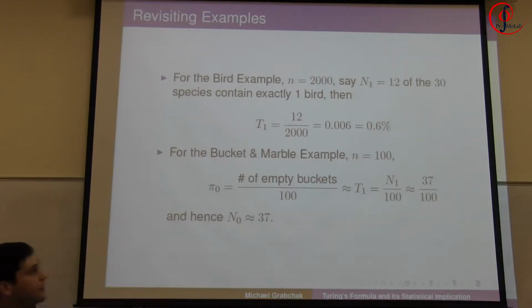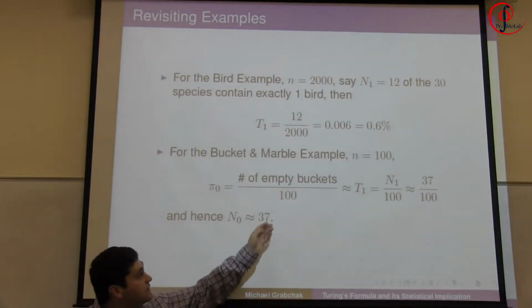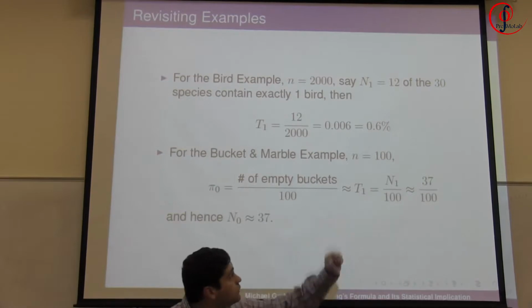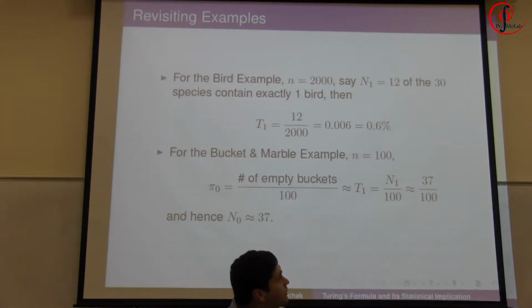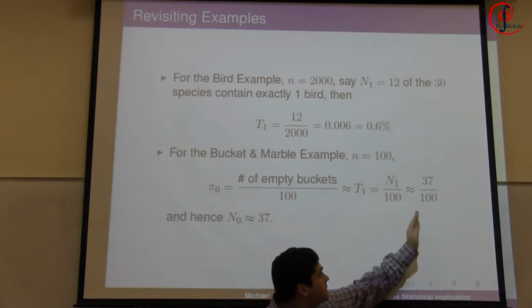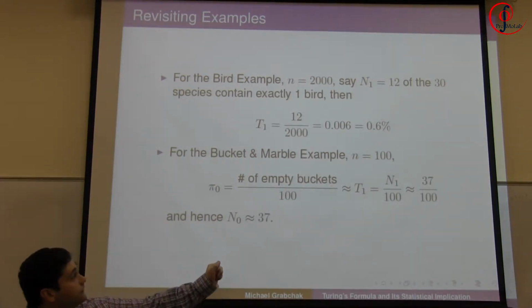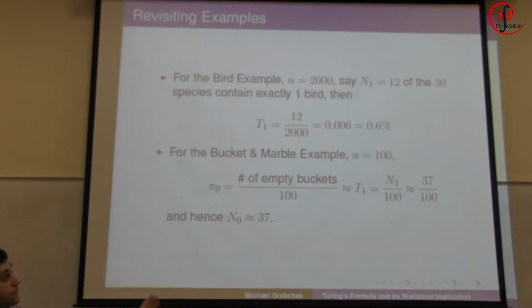So, getting back to this marbles example, pi 0 is exactly the number of empty buckets divided by 100 in this situation. And that, we believe, can be well approximated by Turing's formula, which is the number of buckets that only have 1 marble divided by 100, which should be about 37 out of 100. And we can also see that n0, the number of empty buckets, is also about 37. So we see Turing's formula working in this example.